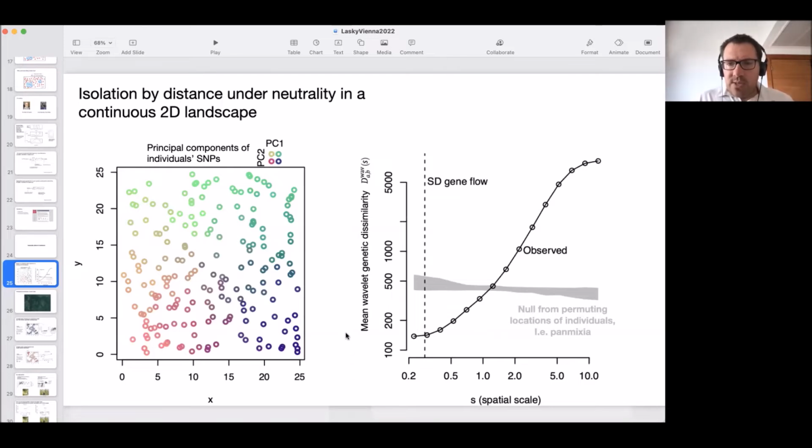One of the things we can do to get a sense of what is going on is take, across the landscape, the mean wavelet genetic dissimilarity at a given scale and compare it to a null based on permuting the locations of the individuals, which is essentially what you would have with panmixia. You see that at smaller scales there's less genetic distance than expected, because things that are nearby each other are more closely related than expected under panmixia. At larger scales, they're more different than expected. So that's just trying to give you a little bit of intuition for how this works.